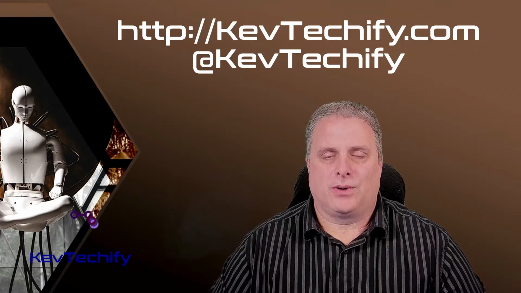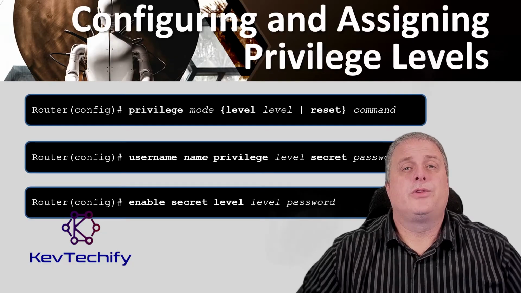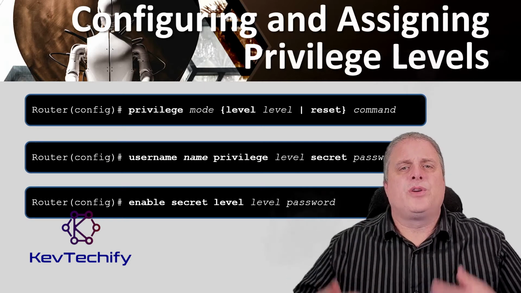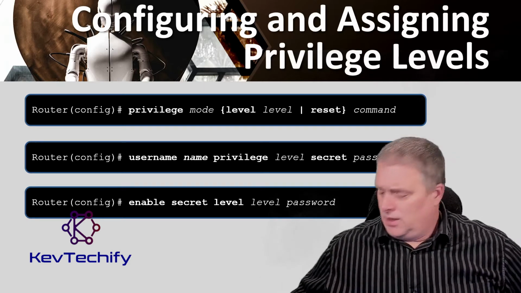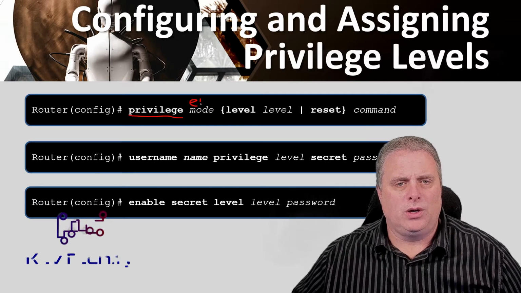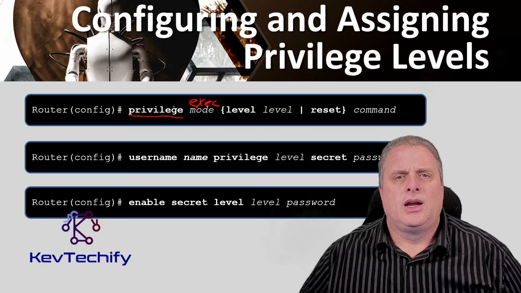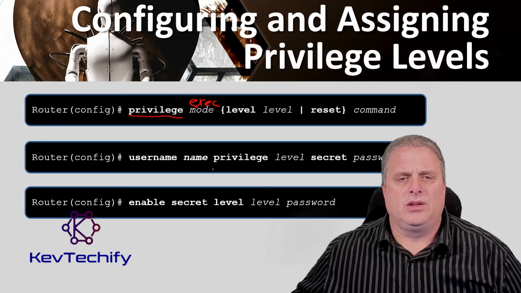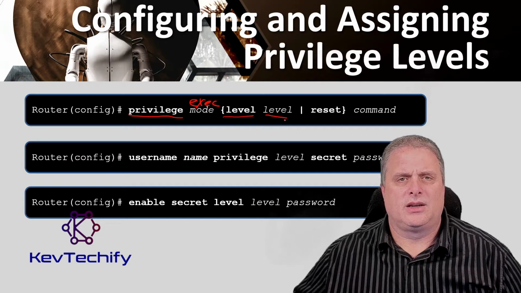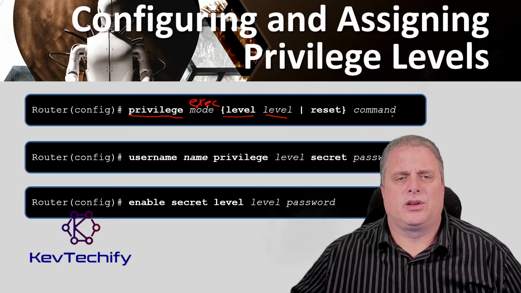To configure a privilege level with specific commands, use the privilege exec level command. Right here we have privilege, and then you would put exec for your mode, the keyword level, and then whatever level you set, and then at the end you would put the command.